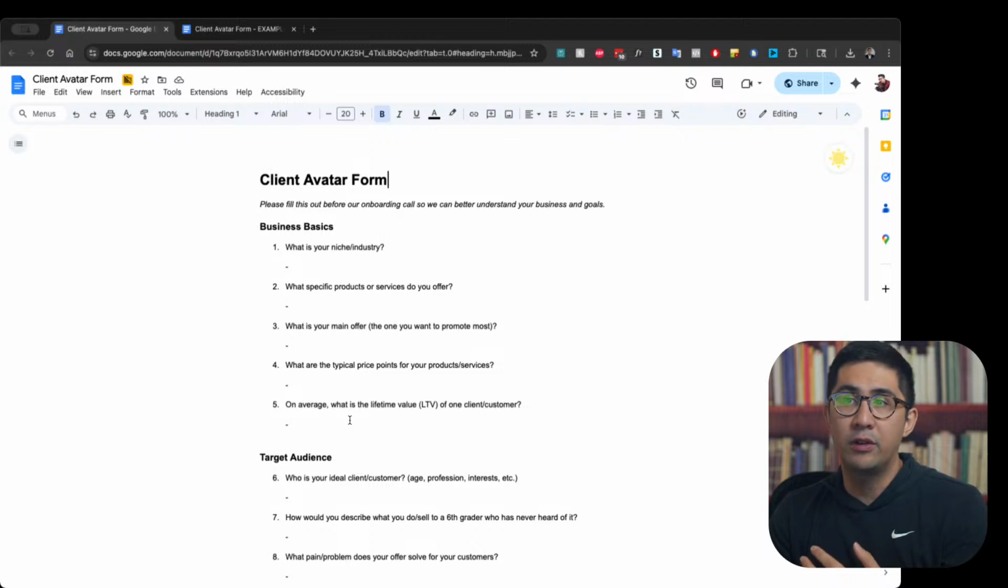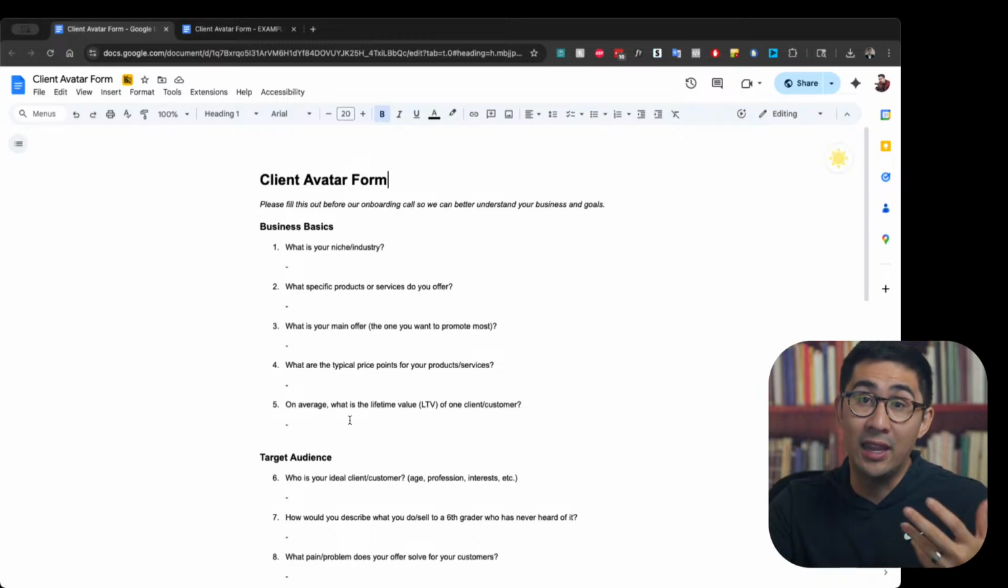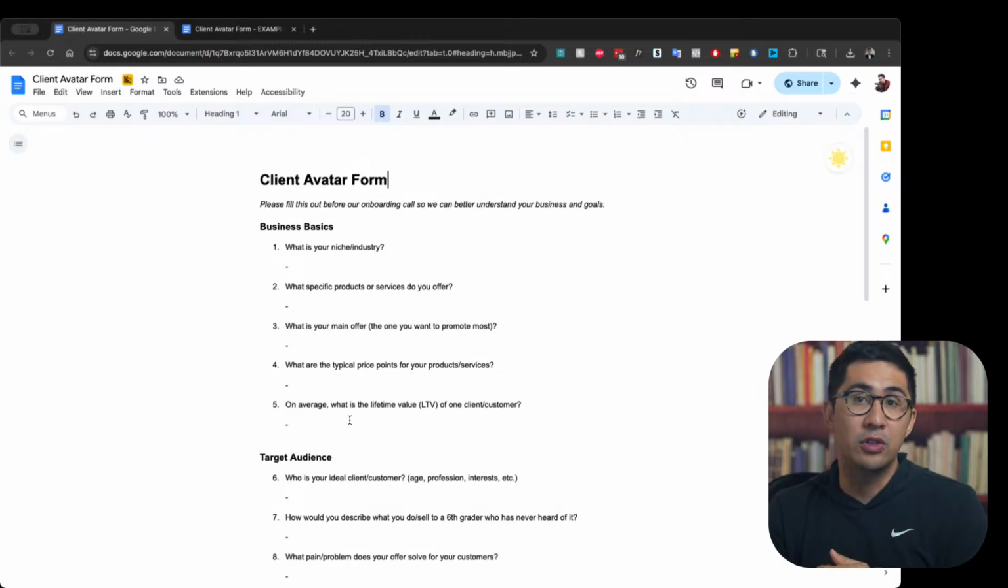Number 5, on average, what is the lifetime value of one of your clients, one of your customers? Again, this is really important to know. For example, if you're a pool service company, monthly fees could be anywhere from $100 to $200, around that range. It's very low. But the LTV could be 2 years, sometimes even up to 10 years. So that lifetime value is so high.